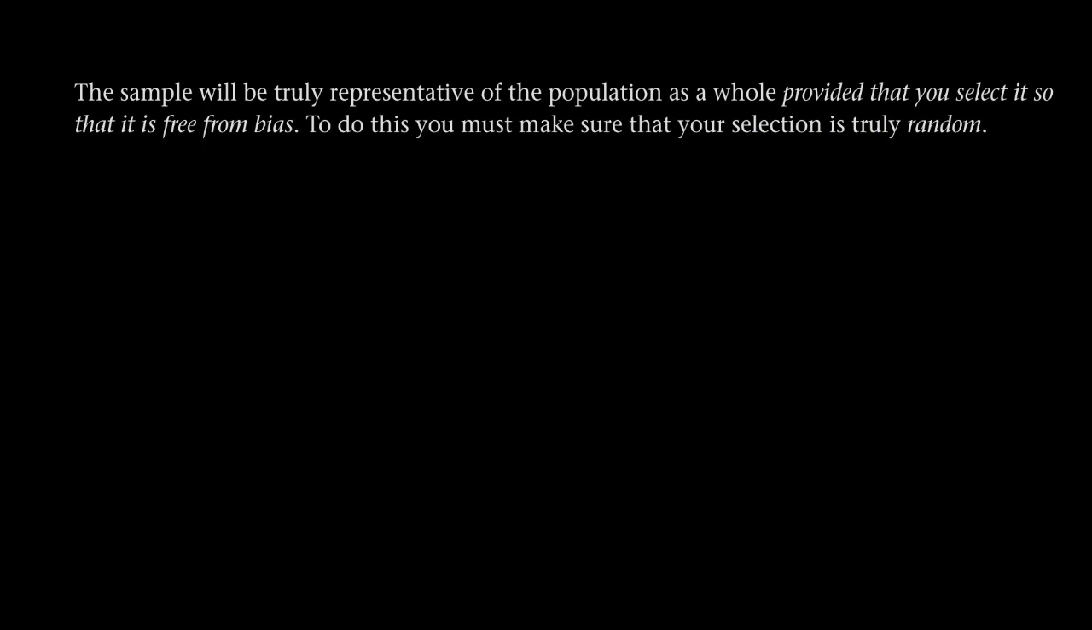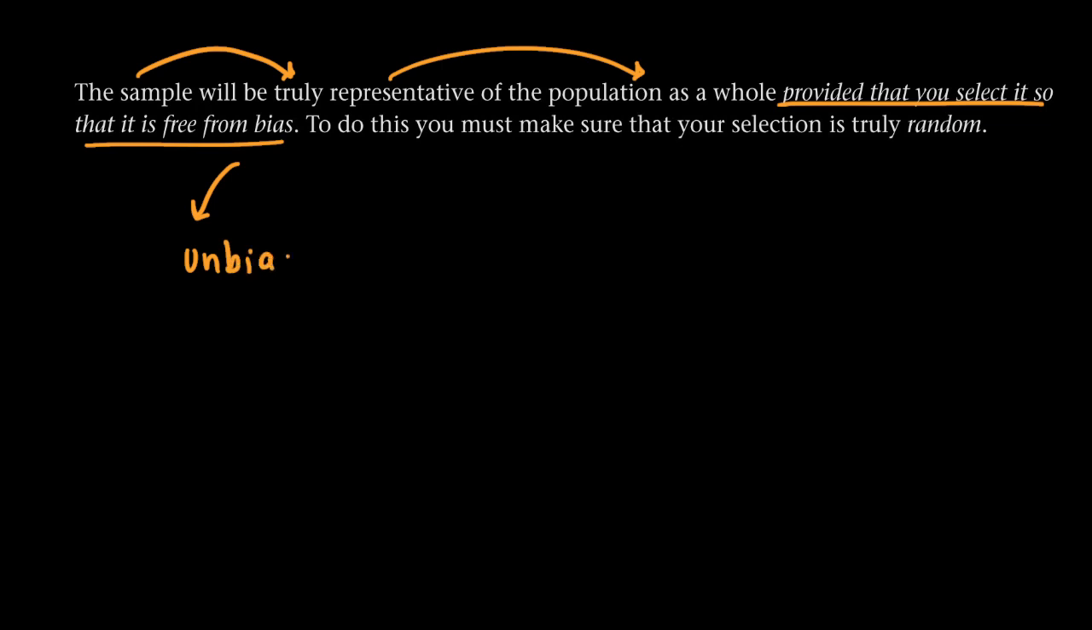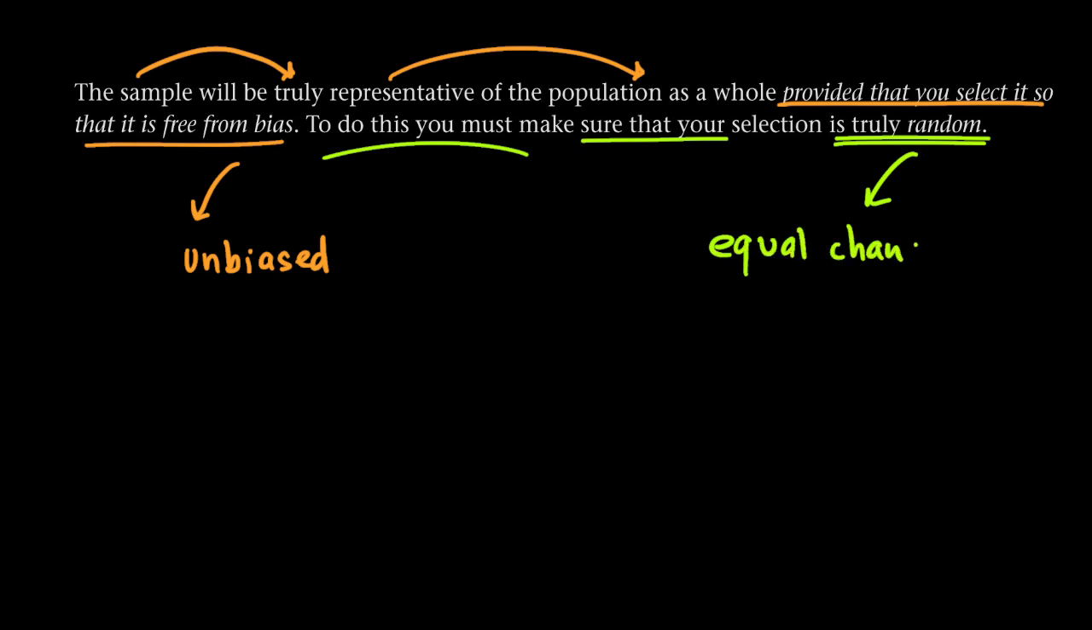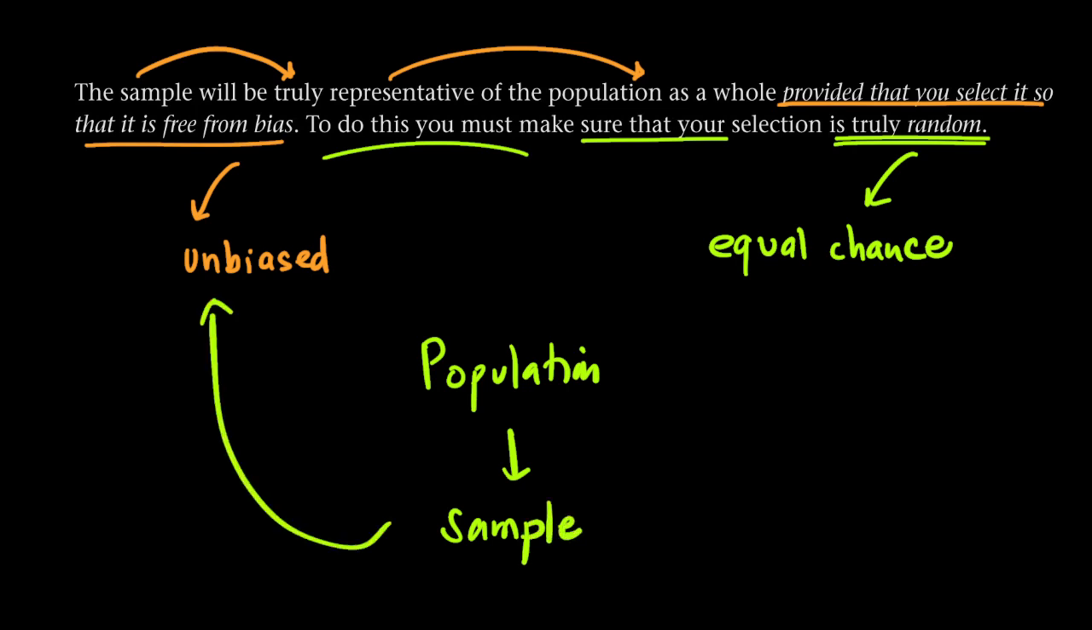Now, let me emphasize on it. The sample will be truly representative of a population, provided you select a sample that is free from bias. That means the sample should be unbiased. How is this possible? We have to make sure that the selection is truly random. That means an equal chance is given to every member when selecting a sample from a population. In this manner, the sample will be unbiased.